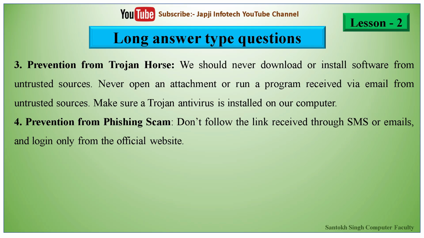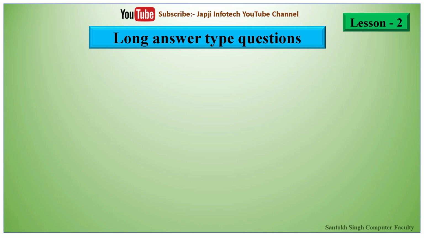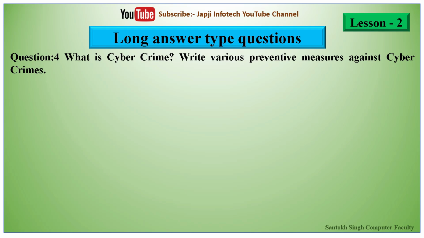The fourth one is preventing from phishing scam. Don't follow the link received through SMS or emails and log in only from the official website. And the fourth one is, what is cybercrime? Write various preventive measures against cybercrime.